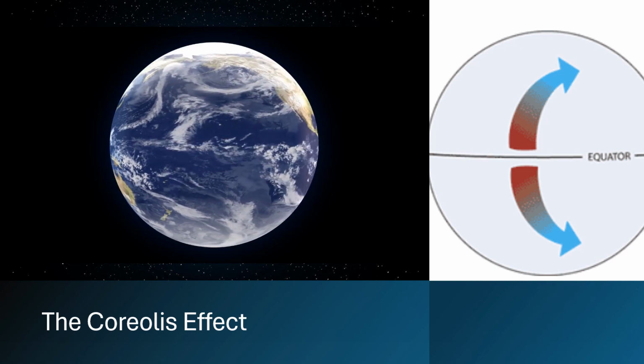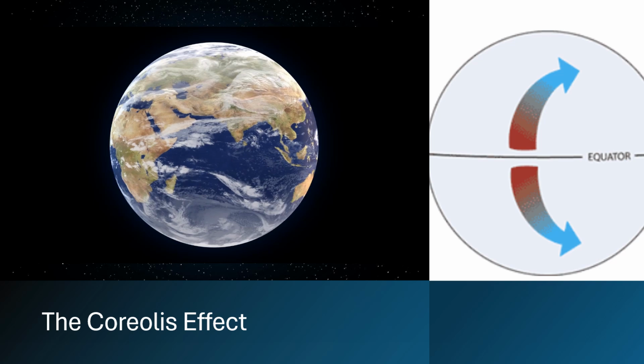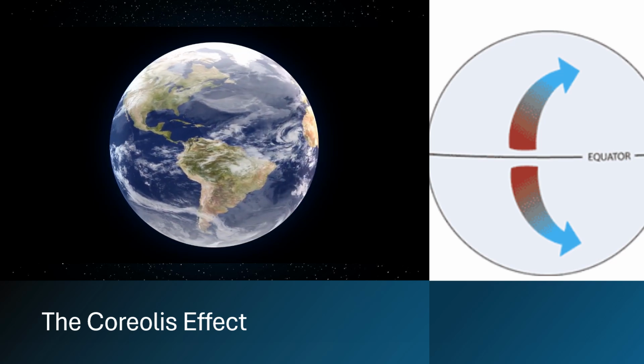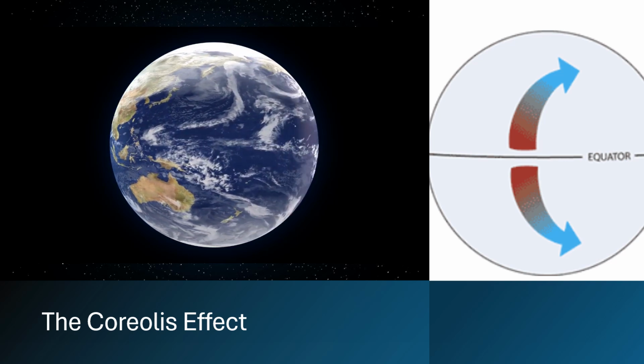Because the Earth rotates on its axis, causing night to follow day, our circulating air is deflected towards the right in the northern hemisphere and towards the left in the southern hemisphere. This deflection is called the Coriolis effect.